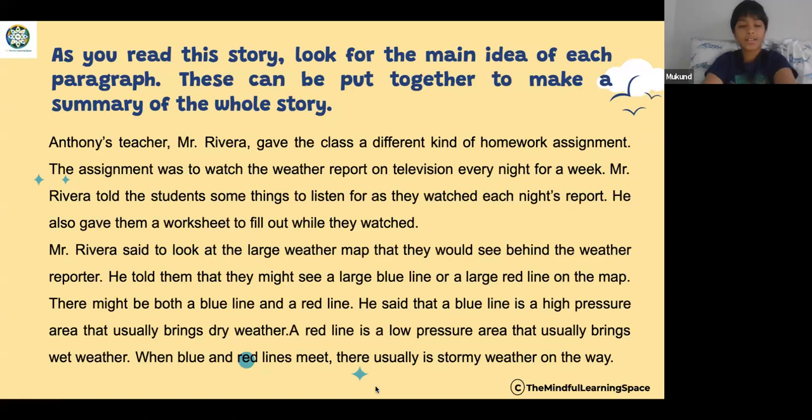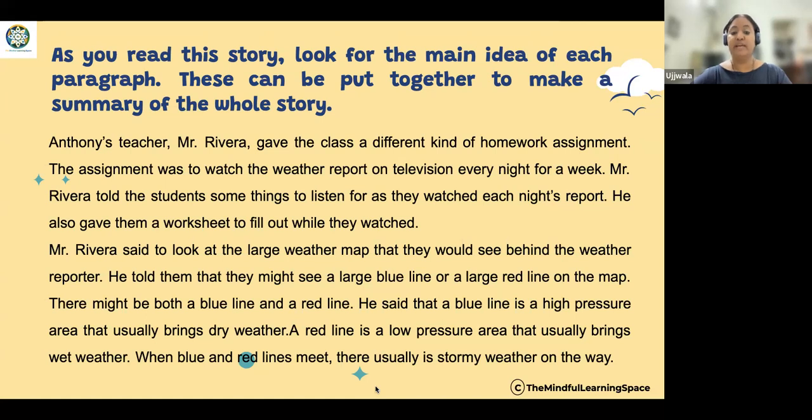And Antony's teacher, Mr. Rivera, gave the class a different kind of homework assignment. The assignment was to watch the weather report on television every night for a week. Mr. Rivera told the students some things to listen for as they watched each night's report. He also gave them a worksheet to fill out while they watched.